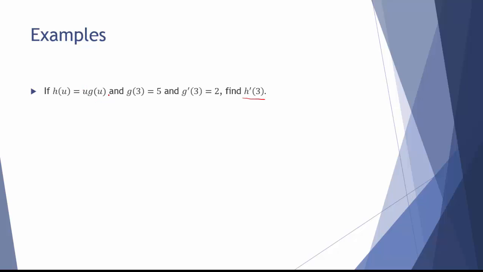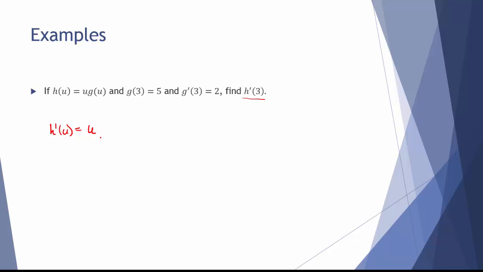Look at how h is defined. It's u times g of u. That makes it a product. So when we go to find the derivative of h, that will be the derivative of h at a general u. I'll worry about the 3 in a minute. The derivative of h at u, we're going to have to use product rule. We need u times the derivative of g of u.